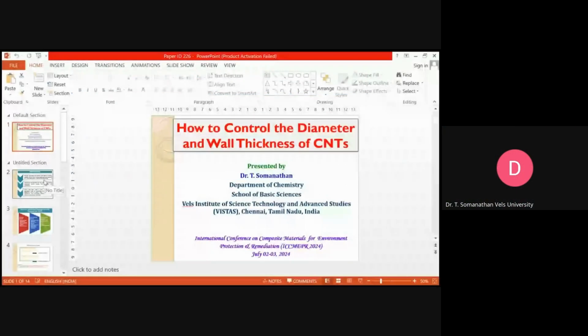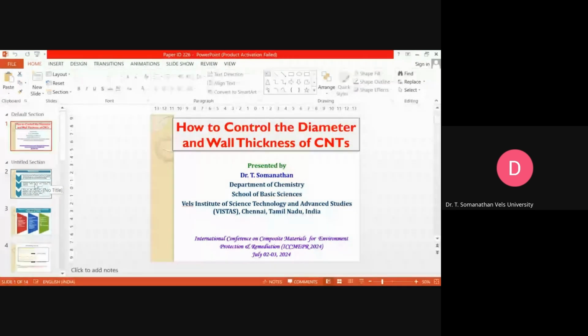Thank you. Myself, Dr. Somanathan, working as a professor in the Department of Chemistry, School of Basic Science, Vels Institute of Science and Technology and Advanced Studies, Chennai, Tamil Nadu, India. First of all, I take the opportunity to thank the organizer for giving me the opportunity to present my work. My topic is how to control the diameter and wall thickness of the carbon nanotube.